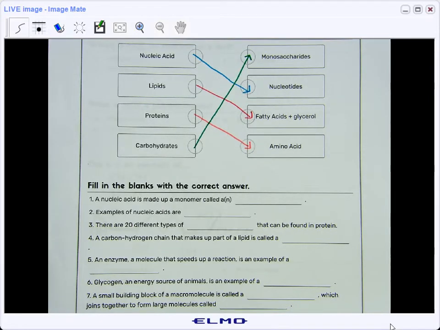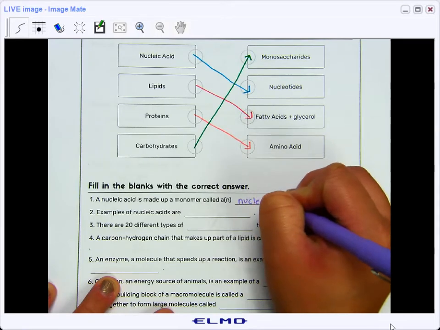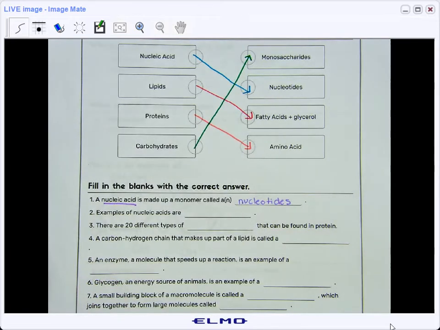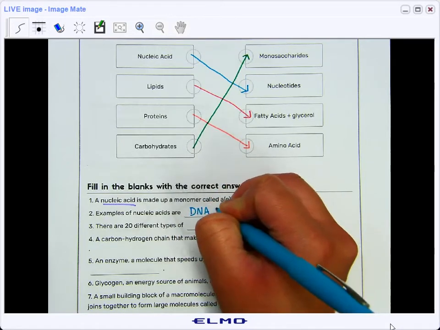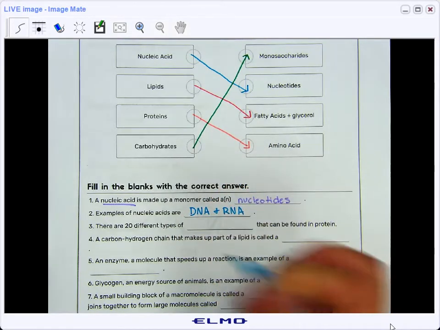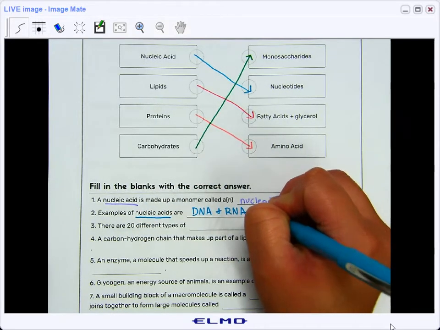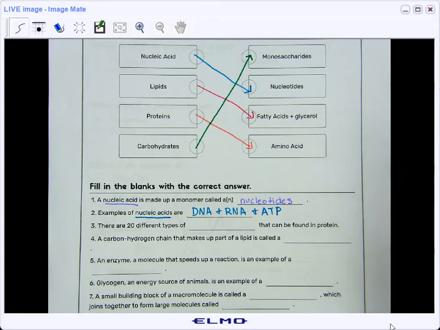A nucleic acid is made up of monomers called nucleotides. The key word here is nucleic acid. Monomers of nucleic acids are nucleotides. Examples of nucleic acids are DNA and RNA. We're also going to add ATP because I didn't really mention it in the slides, but ATP is a nucleic acid.